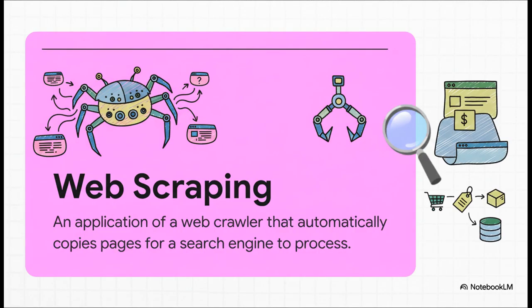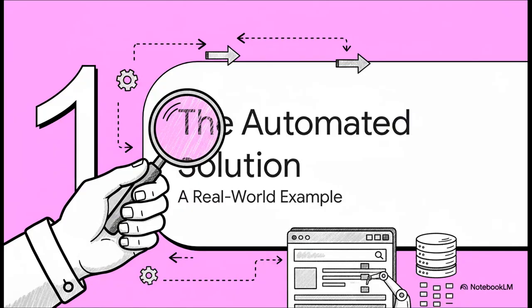Okay, so let's break down what that actually means. You've probably heard of the spiders or crawlers that search engines use, right? The little bots that go out and read, well, basically the entire internet so Google can find stuff. Web scraping is kind of like that, but way more focused. Instead of grabbing everything, a web scraper is like a little robot shopper you send to a very specific web page with a very specific shopping list. It's not there to read the whole site. It's just there to grab the price, the product name, and maybe if it's in stock. That's it.